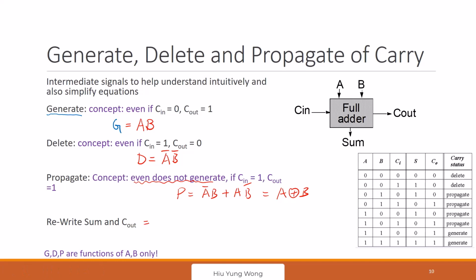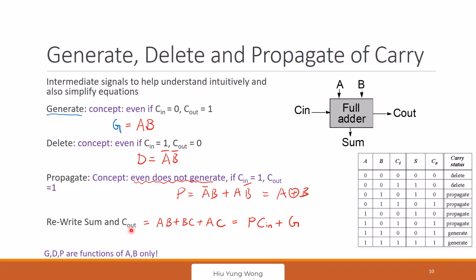Right? We just say that the C out is equal to AB plus BC plus AC. You can prove that it is also equal to P C in plus G. You can prove that, but I did not prove it. See, I just write it. How come I know that? Because now I have the concept.